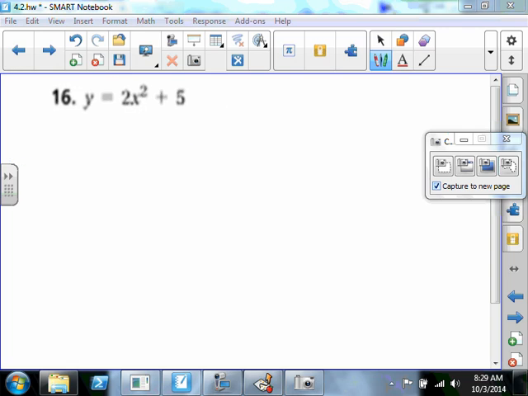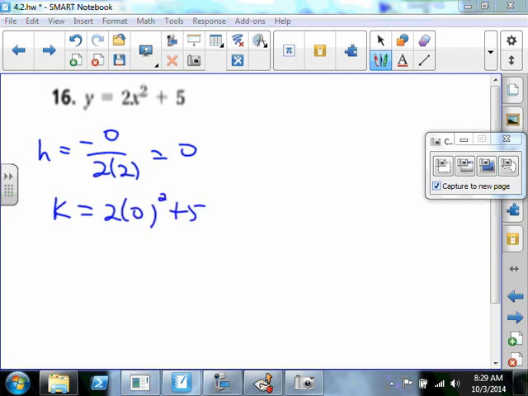Number 16: h is negative 0 over 2 times 2, so that's 0. k is 2 times 0 squared plus 5, so my vertex is (0, 5). The axis of symmetry is x equals 0. The min value is 5, and the range goes from 5 to infinity.